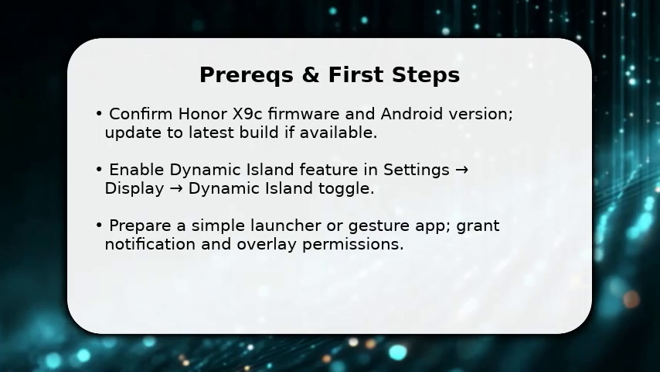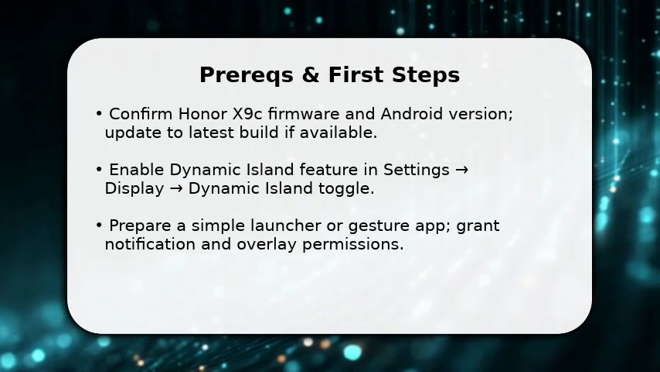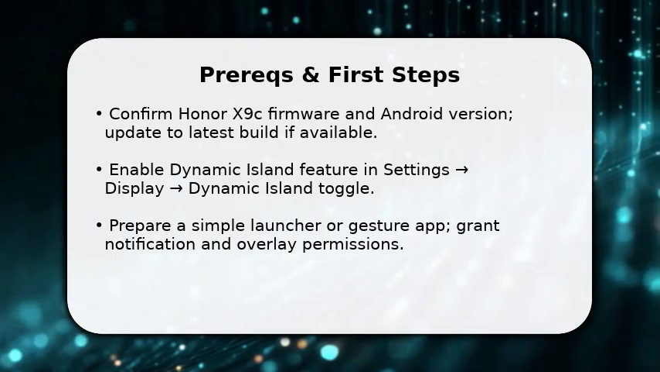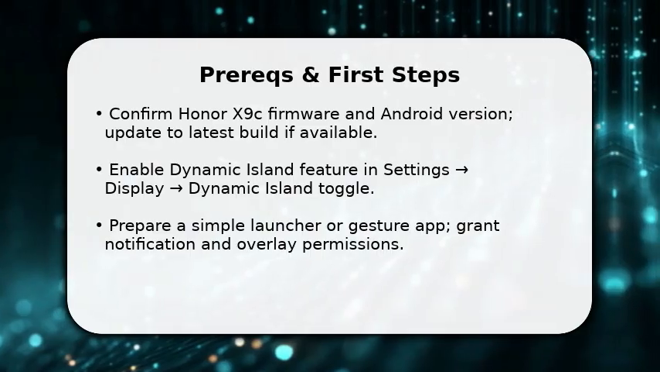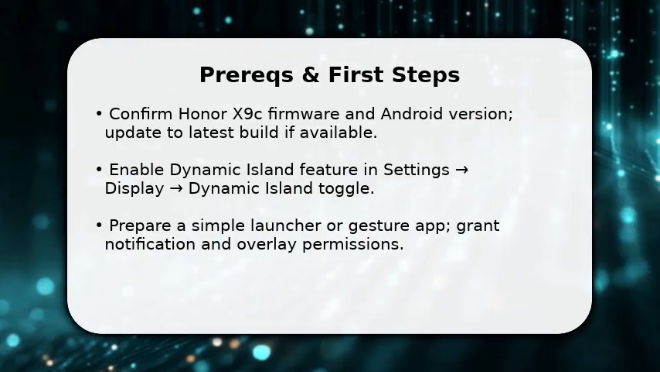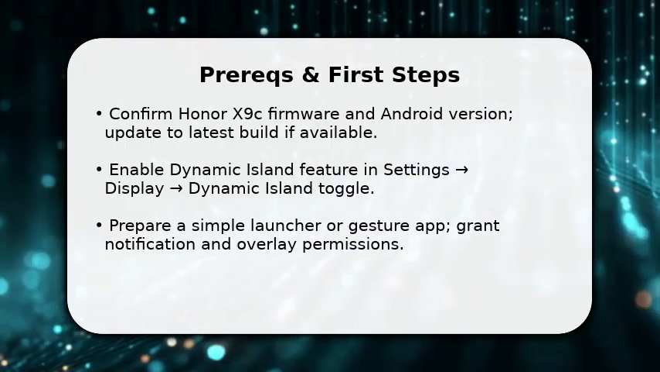Enjoy the video. You begin by confirming your Honor X9c is on the latest firmware and Android build, because Dynamic Island relies on system hooks that updates often fix. Once done, enable Dynamic Island in Settings > Display. Toggle it on so the system exposes the APIs.